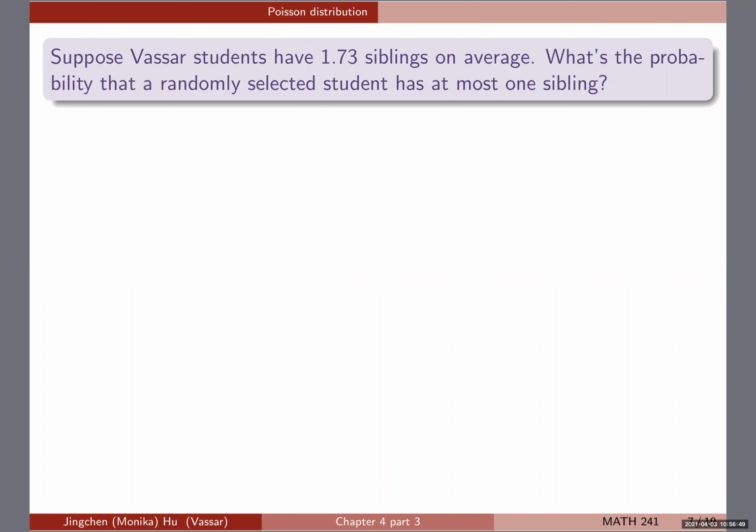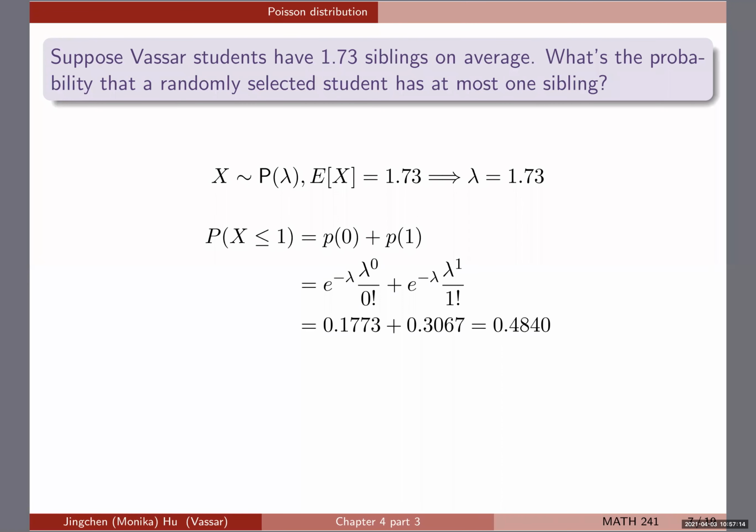Since on average the count is 1.73, if we use a Poisson distribution to model it, then we are saying that my random variable X follows a Poisson distribution with expectation 1.73, meaning that lambda is 1.73. We start with that. Next, the question is asking for the probability that a randomly selected student has at most one sibling. At most one is the PMF evaluated at 0 plus the PMF evaluated at 1.